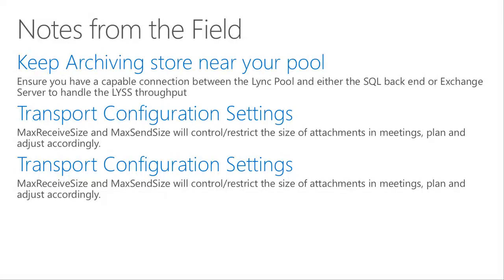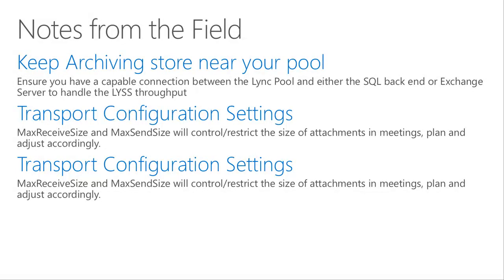This top bullet point is really important. You don't want to have your Lync server in the U.S. archiving to Exchange in the U.K., especially in a busy environment. I don't know if you guys pull stats, but in a large environment, the number of IMs that people send is astounding. It really changes the way people communicate, and you'll wear out a connection. It's pushed through EWS.